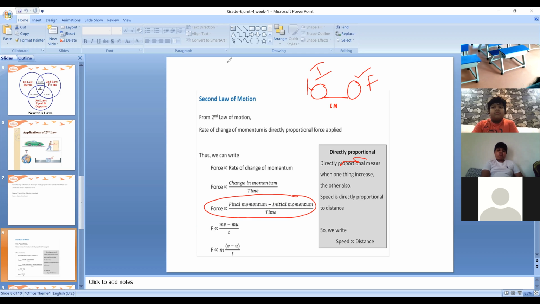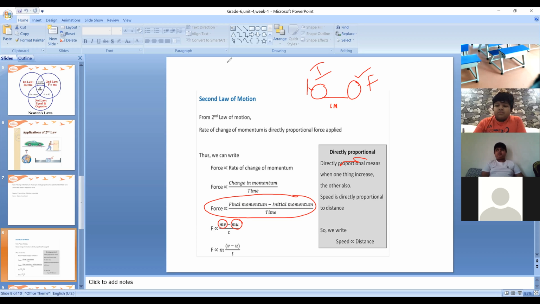Final momentum minus initial momentum. So it can be written as, final momentum can be written as mv, and initial momentum can be written as mu, divided by t. So you can represent these in the form of a formula.